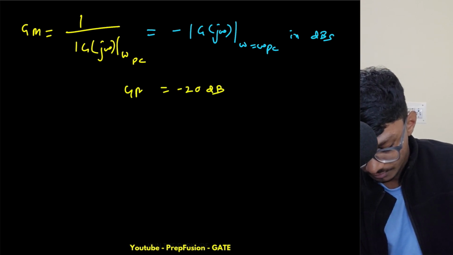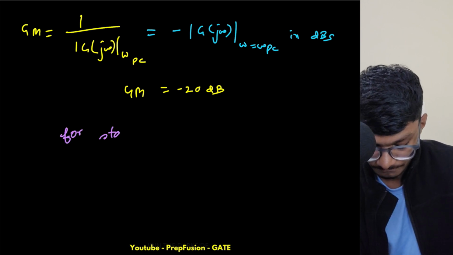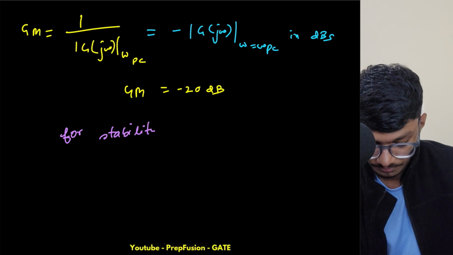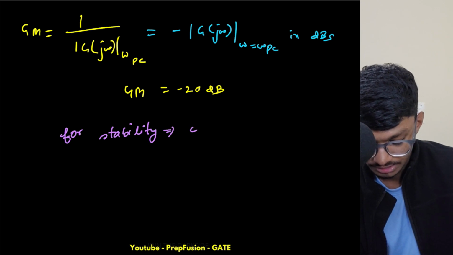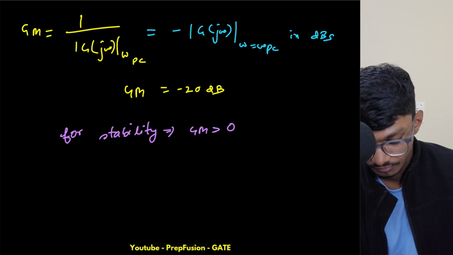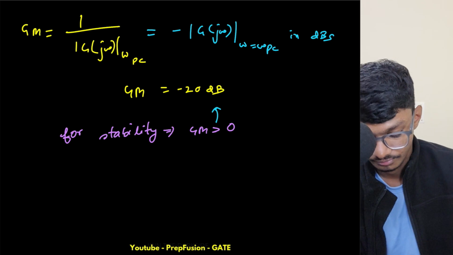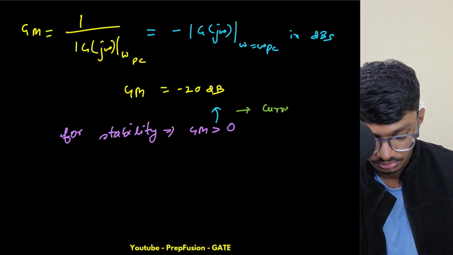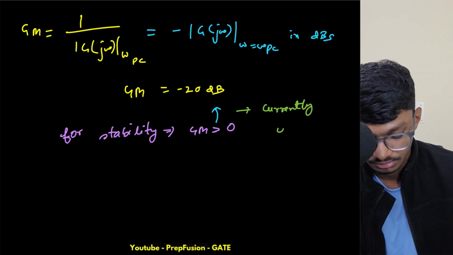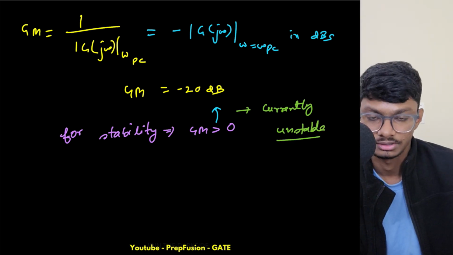Now what we know in dBs for stability is that my gain margin should be greater than 0, which is not the case here. It is less than 0. So definitely it is currently unstable. But we want to make it stable. How to make it stable?